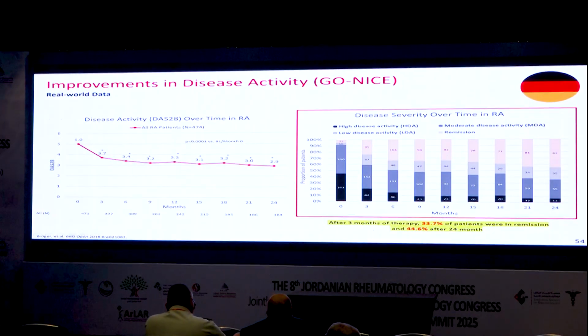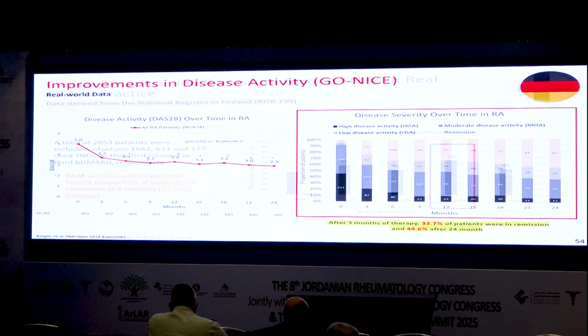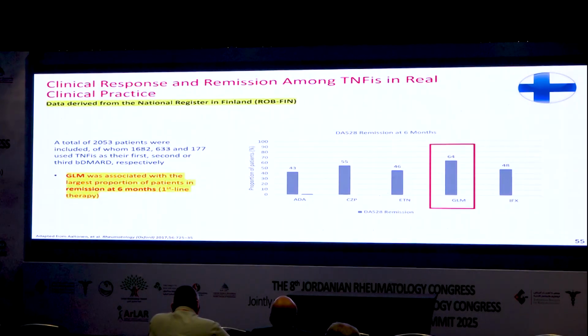In a study published in 2017, there is a clinical response and remission among the TNF inhibitors in their practice. In this Finland study, we can show that golimumab was associated with the largest proportion of patients, about 64%, in remission at 6 months, if it is taken as a first-line therapy.